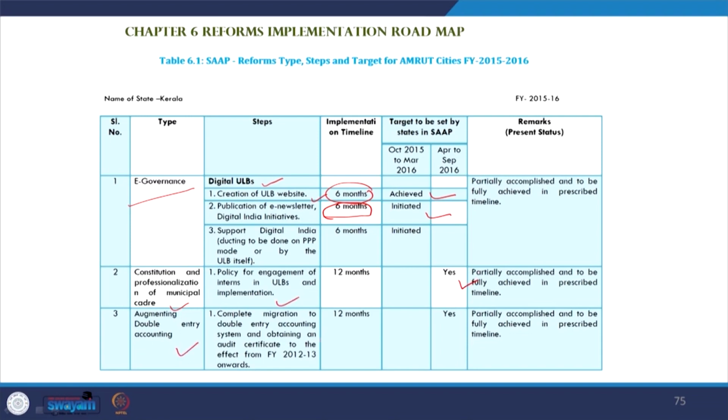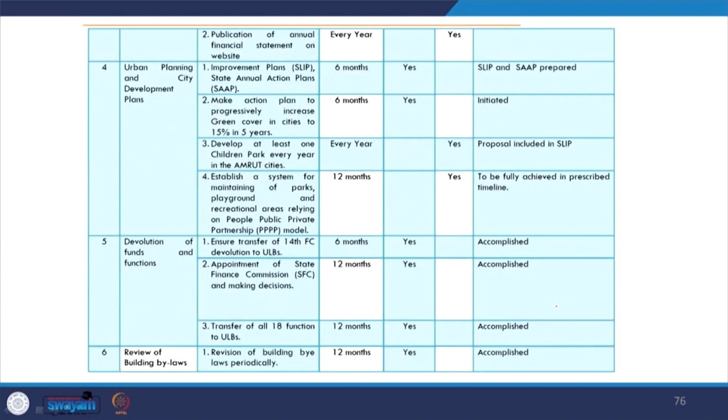Augmentation of double entry, yes, partially accomplished. You can see all these, how they have worked out in their SAP, urban planning and city development plans. You can see all these SLIPs and SAP have been prepared. They have prepared an action plan to progressively increase green cover.